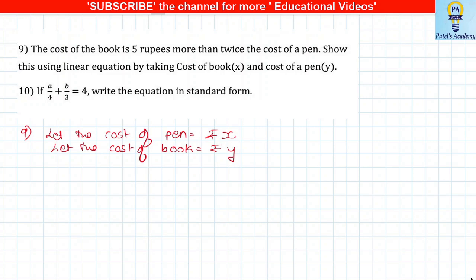Now what they have given: the cost of a book, y, is 5 rupees more than twice the cost of pen, 2x plus y. This is what you have to do, students. You have to just form the linear equation. That is what we got. Only the thing is, students, we have to write this in the standard form. So minus 2x plus y equal to 5. Yes, this is the required equation.